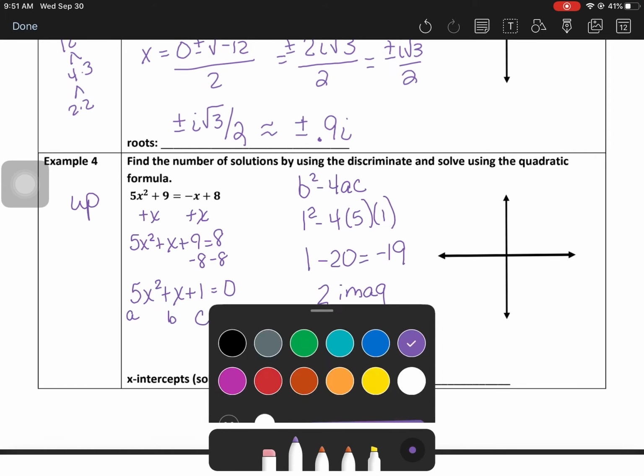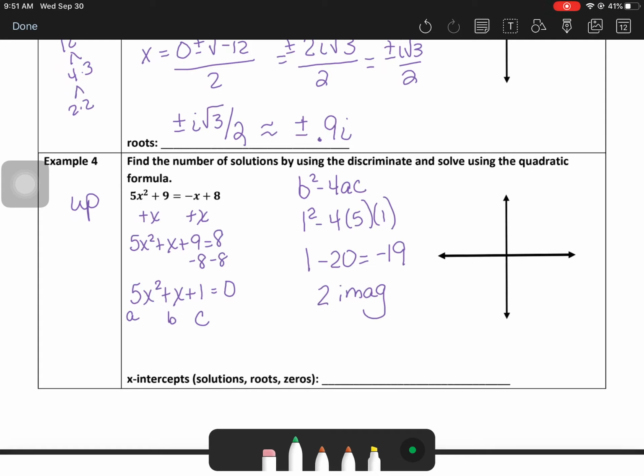So if we finish the quadratic formula, we have x equals negative b, which would be negative 1 plus or minus the square root of negative 19, all divided by 2 times a, 2 times 5 would be 10. So negative 1 plus or minus the square root of negative 19 all over 10. Since it's opening up, and since these are imaginary, it's also very narrow, we can make that parabola sketch. We don't need to worry about the decimal on this one.